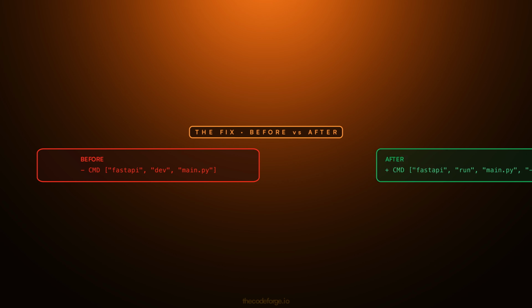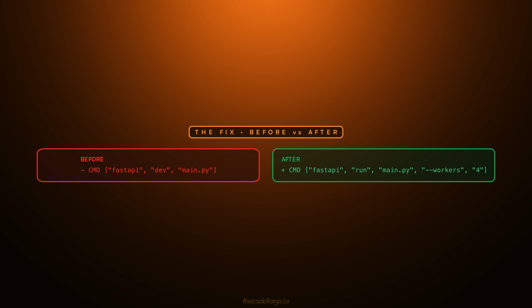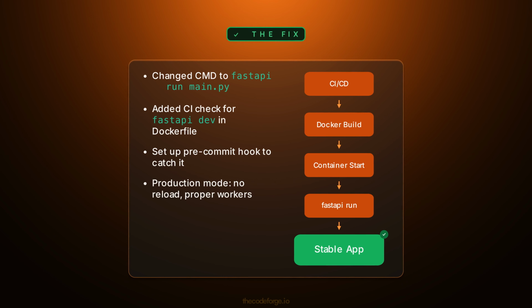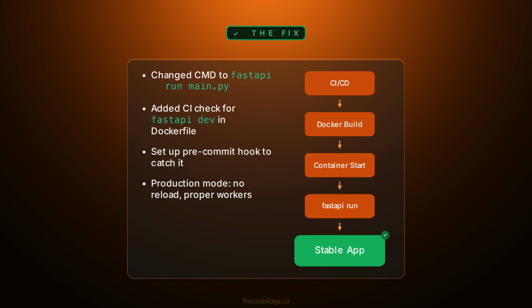The Dockerfile used fastapi dev, which enables auto-reload and debug mode, causing a file descriptor leak from the watcher until OOM. The fix changes to fastapi run with proper workers. The fix was simple: change the Dockerfile CMD to fastapi run main.py. Additionally, add a CI check that greps the Dockerfile for fastapi dev and fails the build. A pre-commit hook can catch it even earlier.